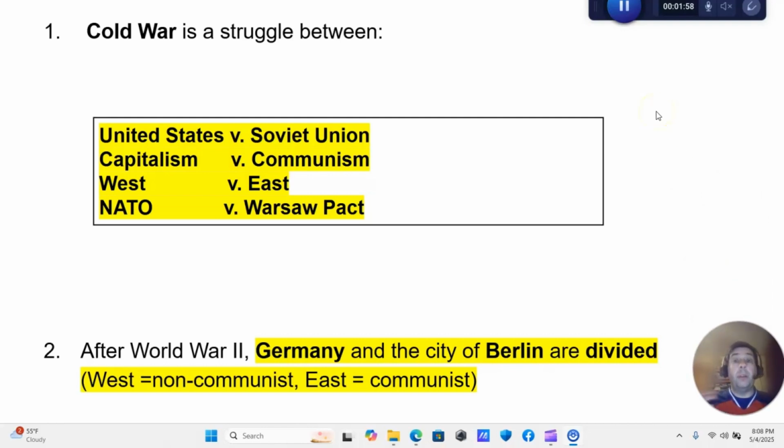So the battleground of the Cold War, that is Germany. It is Berlin. It is Germany because it's divided West and East. It's divided not communist and communist, just like what we just talked about here. Western Europe, it was the United States and their allies, not communist. Eastern Europe, these nations controlled by the Soviet Union, satellite nations.